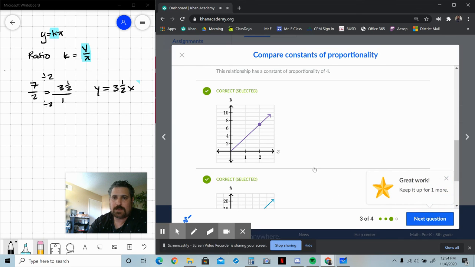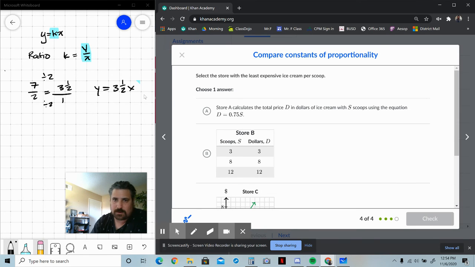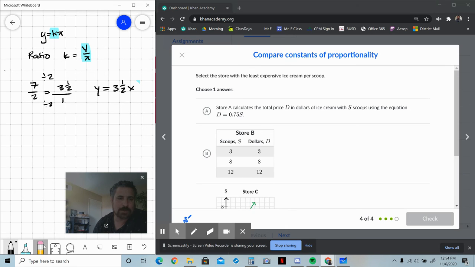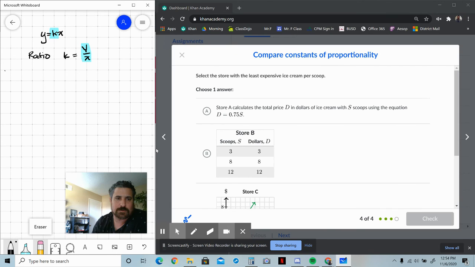And then the last one is this one here. It says, select the store with the least expensive ice cream per scoop. All right, so if we're talking about the least expensive ice cream per scoop, we probably want the cost in dollars per scoop. So we want the cost per scoop.